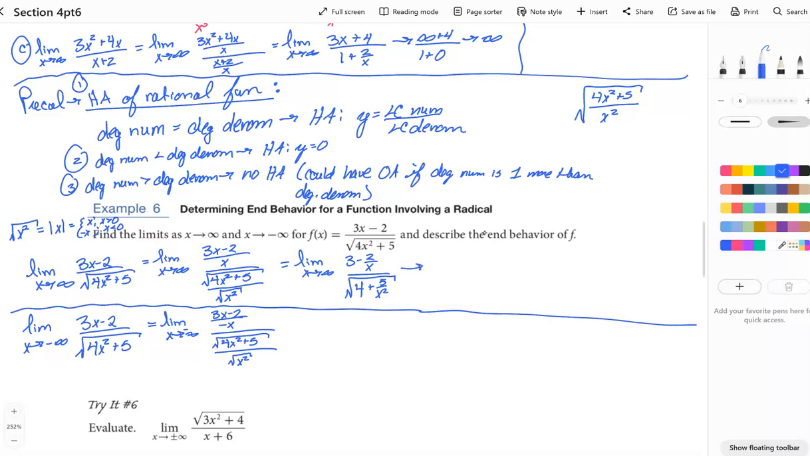So let's look at what happens as x gets large. That 2 over x is going to go to 0, and that 5 over x squared is going to go to 0. This is going to be 4 plus 0, and that's under the radical. So we're going to have 3 over the square root of 4, which is going to approach 3 over 2.